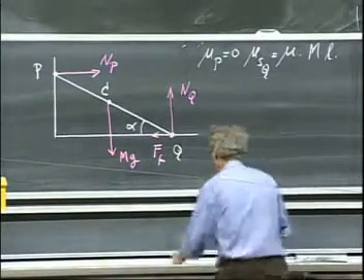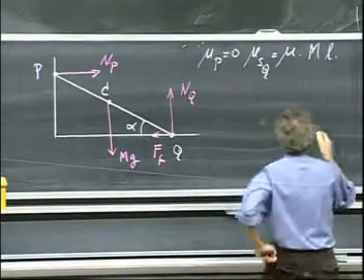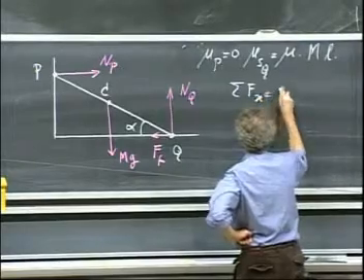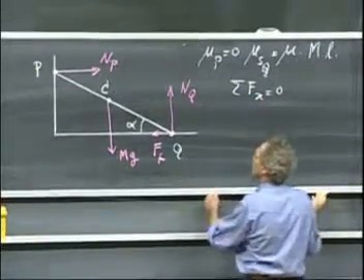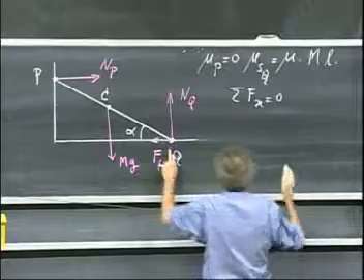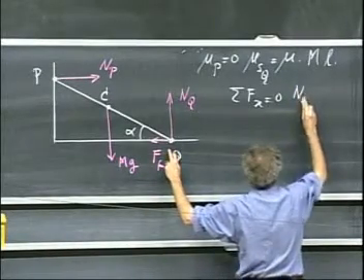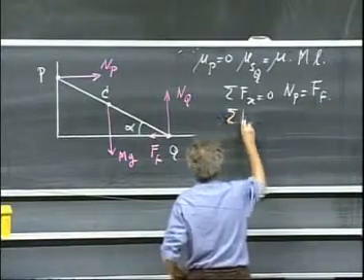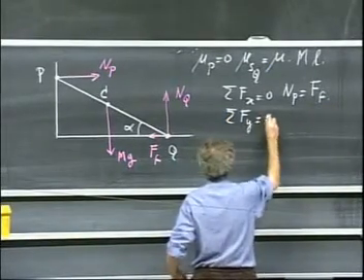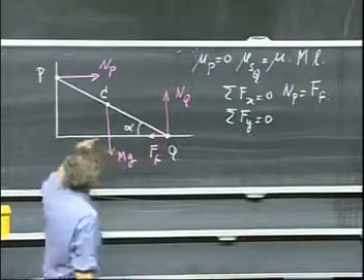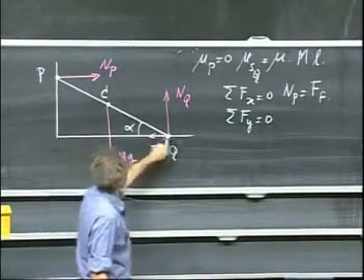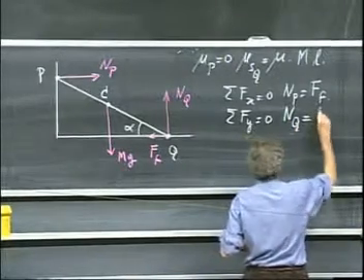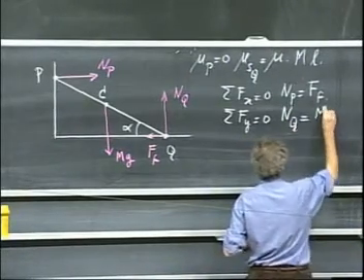And now we can start our exercise, and we can say, all right, the sum of all forces in the x direction has to be zero. So that means that N of P must be in magnitude the same as the frictional force. Now the sum of all forces in the y direction has to be zero. So that means that mg must be N of Q. N of Q must be mg.